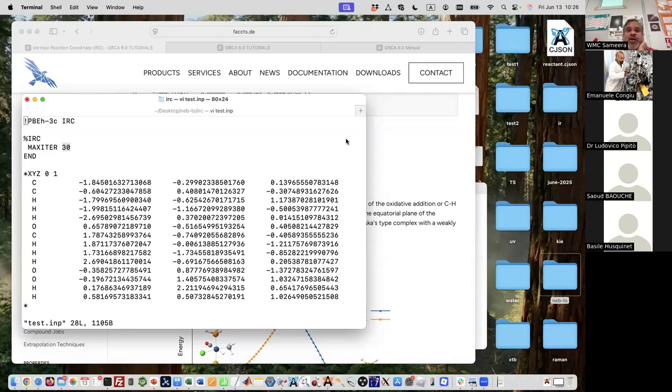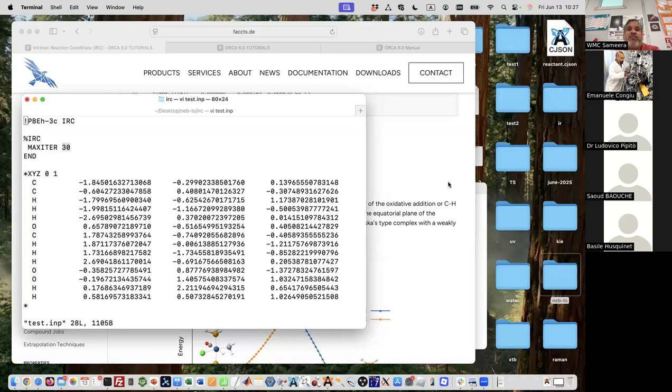The IRC calculation shows similar energy for the reactant. Yeah, okay, you can see the answers here. Yeah, that's true. Some reactions can be endothermic, some reactions can be exothermic. We will figure it out after the computation.